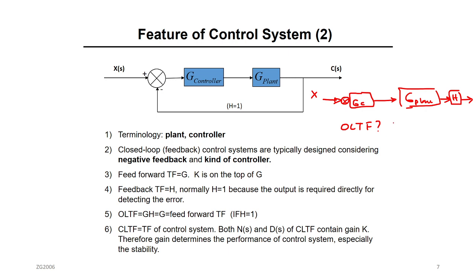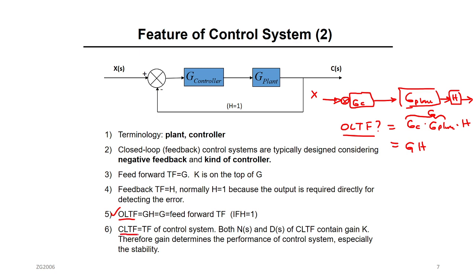the open loop transfer function? It's going to be GC times G plant times H, or G, if you call this G, the feed forward, G times H. So G times H, we call it OLTF. All right, this is what I mean by OLTF. We need to remember this, okay? These are the basics of control systems.